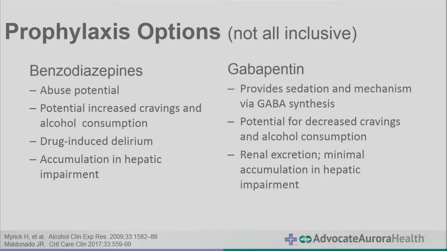But with a drug like gabapentin, we have a different agent that works to help increase GABA synthesis by an indirect mechanism. It actually decreases cravings and alcohol consumption, and it actually avoids the liver metabolism altogether. So typically, our patients with alcohol withdrawal are not coming in with renal failure. So there's less potential for accumulation since it's bypassing the liver and it's renally excreted and can be renally adjusted if need be.